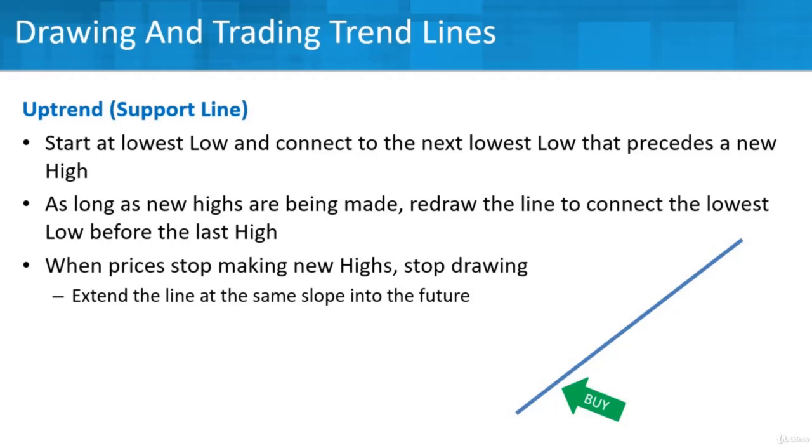So when you're drawing an uptrend trend line, that's going to be really your support line, right? You're looking at your lowest lows, and you're going to connect to your next lowest low that precedes a new high. Okay, I'm just going to cover these three bullets real quick. It actually makes much more sense when we look at the graph, but the idea is that as long as new highs are being made, you redraw the line to connect the lowest low before the last high, and when prices stop making new highs, then you stop drawing, and you extend that line at the same slope in the future.